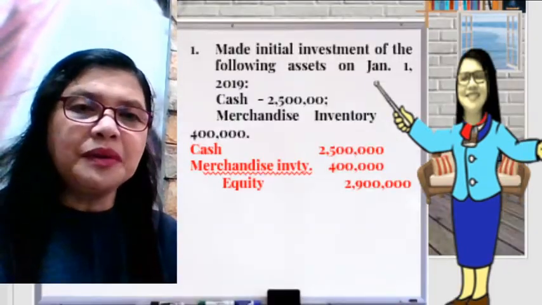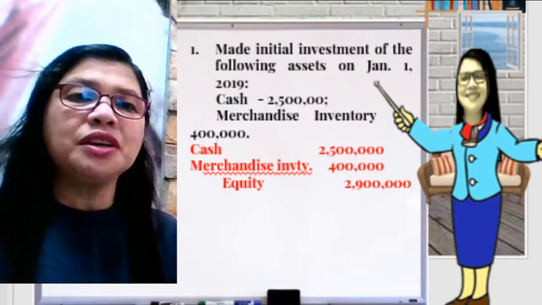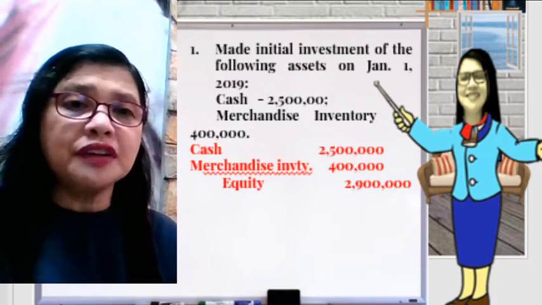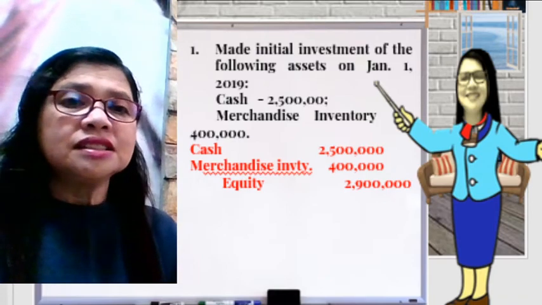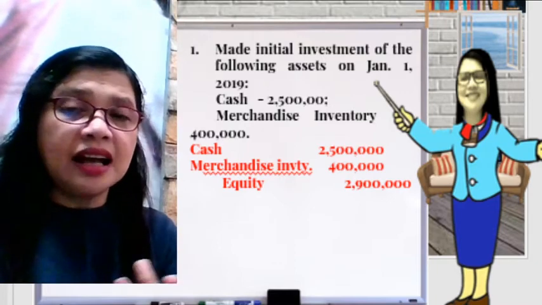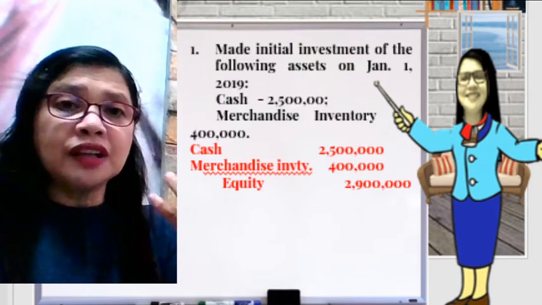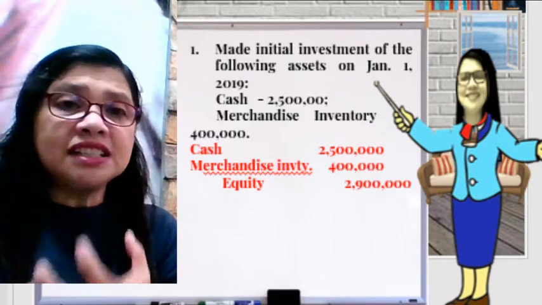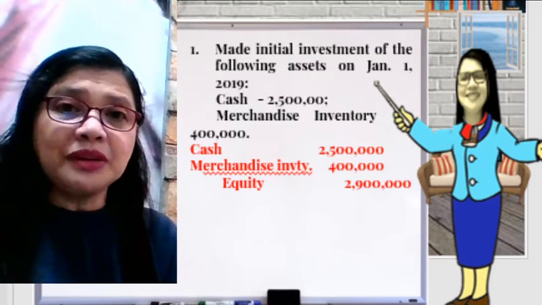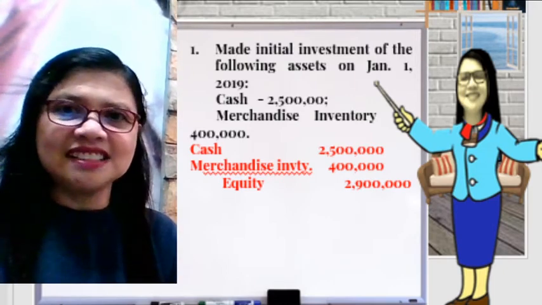Number one, made initial investment of the following assets on January 1, 2019: cash 2,500,000, merchandise inventory 400,000. So we debit the assets invested because they are assets, on the debit side, the normal balance, and from the viewpoint of the company, they receive cash and merchandise inventory. And we have to credit equity because that is the owner's contribution to the company.